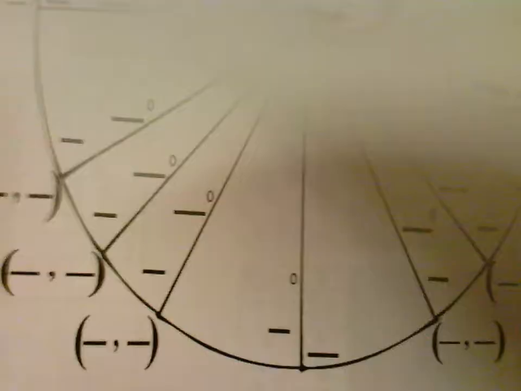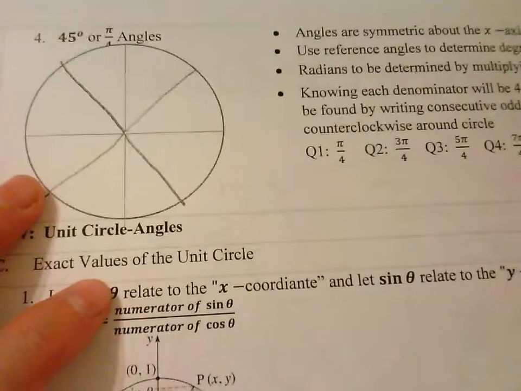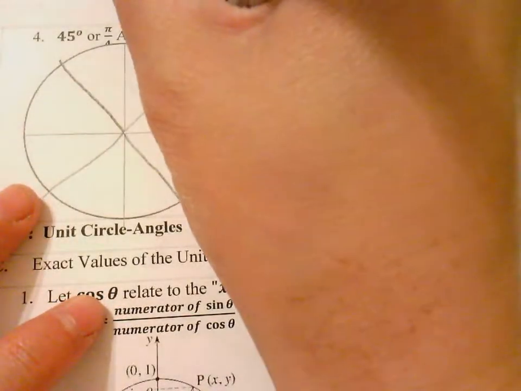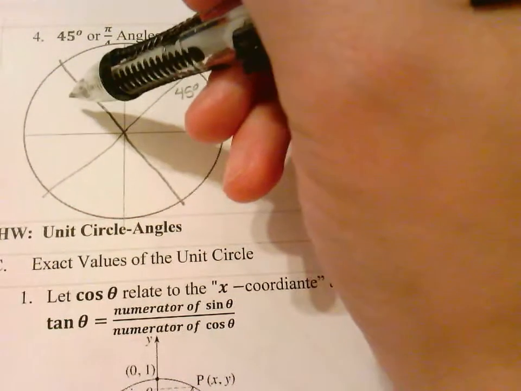45 is going to be next. Okay, 45 is in the middle. It's between 0 and 90. So 45 is here. Again, everything is symmetric about the y and the x-axis. So this is 45. If you can remember your reference angles, this is going to be 180 minus 45, which is going to be 135.